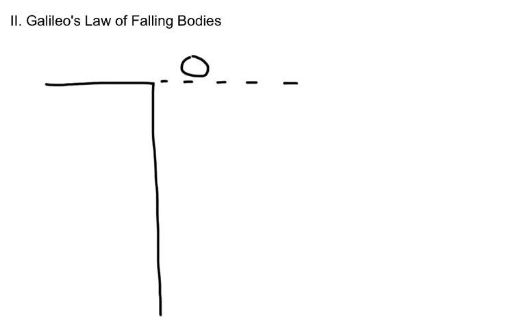So, some sort of object is dropped from rest vertically, although Galileo more likely took spheres and rolled them down inclined planes. We're going to look at these objects falling vertically. So we have an object, it's going to be dropped from rest. What Galileo noticed is that for every unit of time that the object fell, it would increase its distance by an odd number. So for example, in the first unit of time, the object would fall 1 unit of distance.